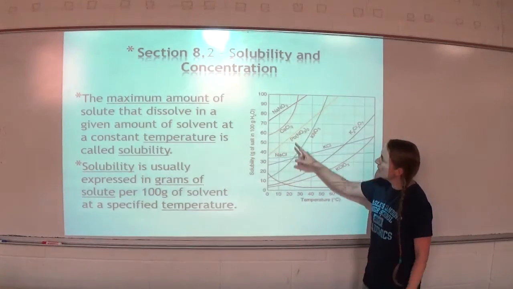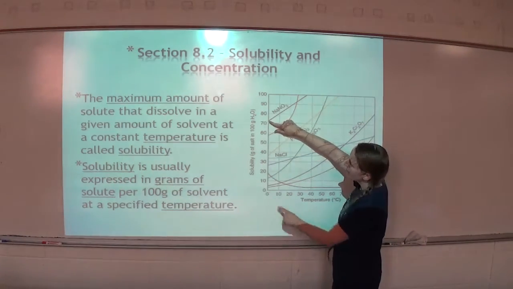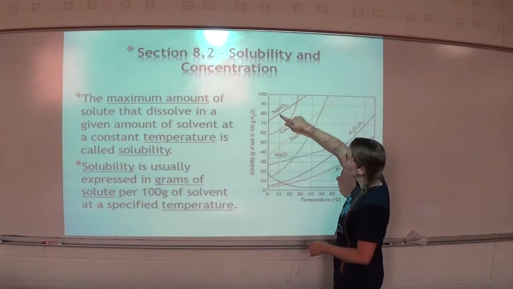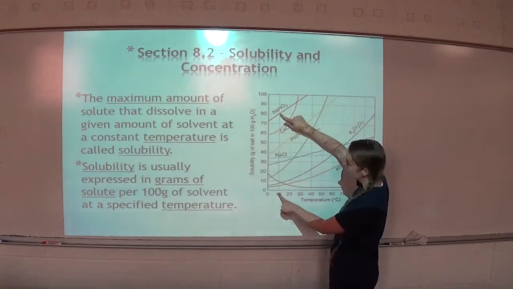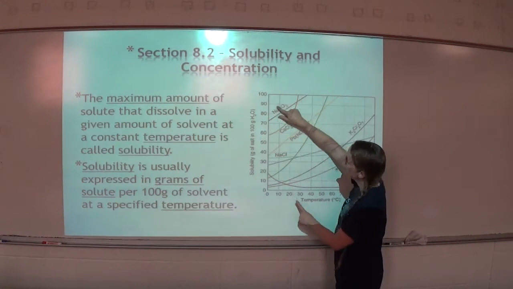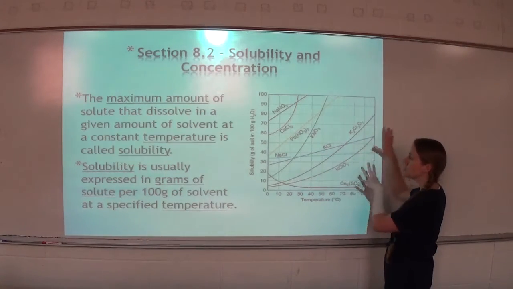So for example, here we have NaNO3. At 0 degrees Celsius, I can dissolve about 73 grams in 100 grams of water. But as I heat it, notice it increases. If I heat it to 10 degrees Celsius, I can dissolve 80 grams. If I go to 20 degrees Celsius, I can dissolve about 88 grams. So solubility changes with temperature.